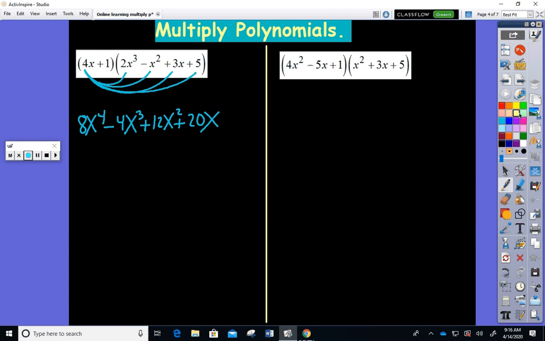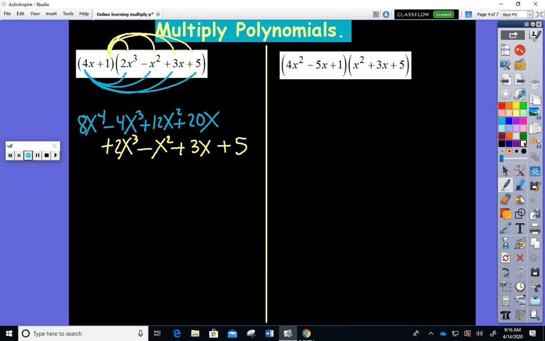Now I'm going to start a new row because I'm moving to the next term in the first set of parentheses. So second times first is plus 2x cubed. And I'm putting my x cubes in the same column to make it easier at the end. Second times second is negative 1x squared. Second times third is plus 3x. Second times fourth is plus 5.